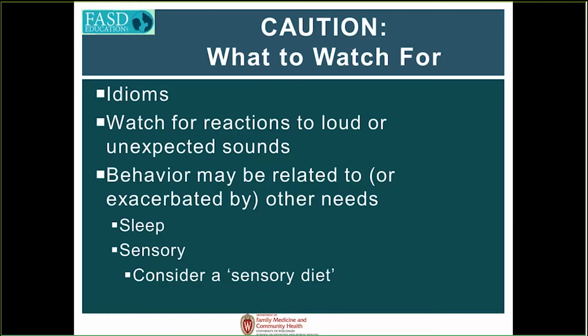You want to continue to watch for unexpected reactions to loud sounds, to sirens, to people raising their voice, because that could be really good to help us understand the trauma that they've experienced in their life, especially things like sirens and the difference between fire engines and police cars.